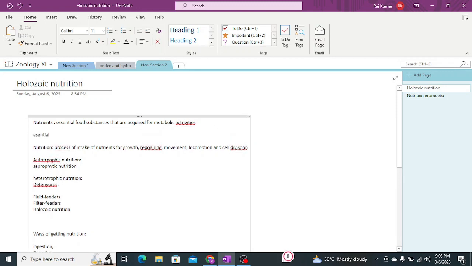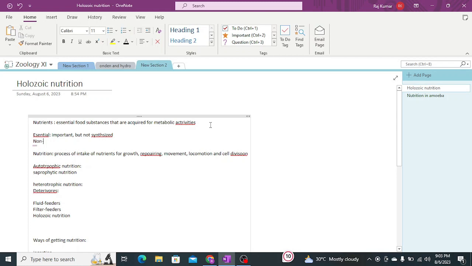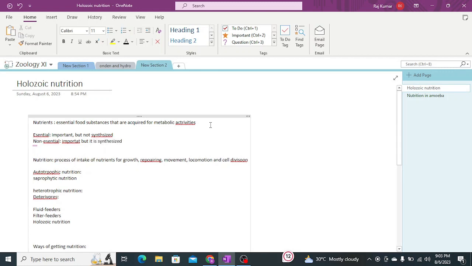What is meant by essential here? Essential means that something which is important but not synthesized in our body. Non-essential, on the other hand, means there's something which is also important but it is synthesized in our body. As we have essential and non-essential amino acids, it is the same case with essential and non-essential here. So essential food substances that are acquired for metabolic activities, growth, repairment, as well as for sustaining life and other such stuff.